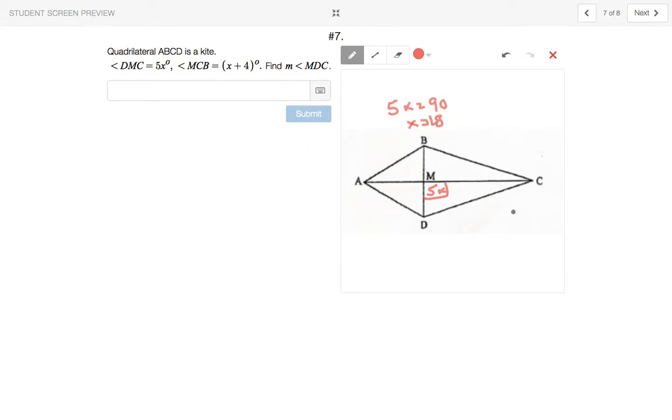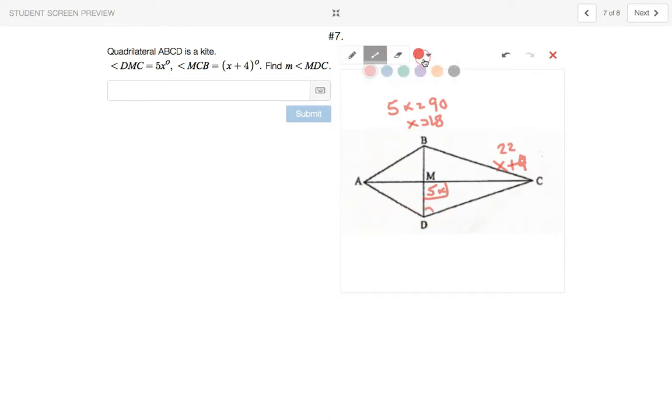Angle MCB is x plus 4. That is this top angle. I could go ahead right away and figure out what that equals. If I do 18 plus 4, I get 22. We want to find the measure of angle MDC. MDC, which is this angle down here.